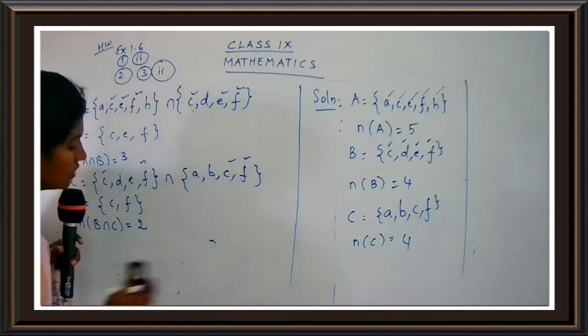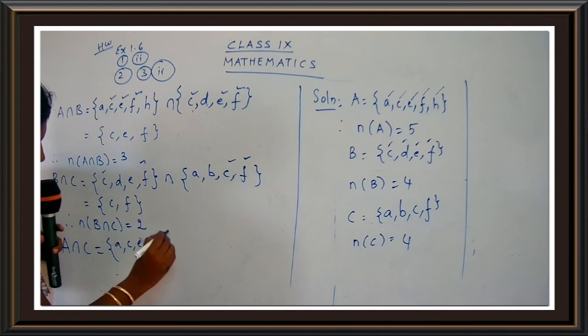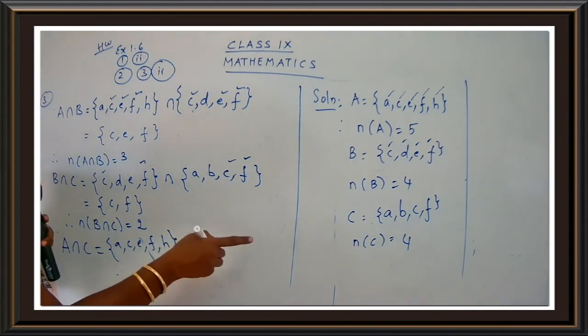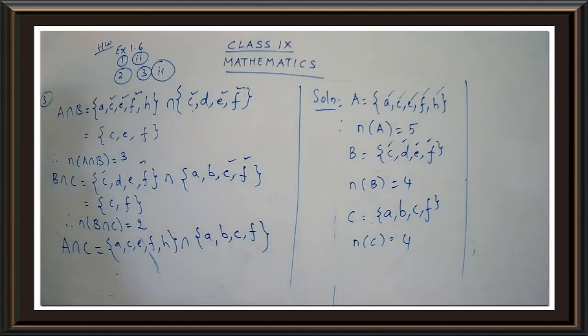Let's see how to find out A intersection C. Write on the set A. What are the set A, children? A, C, E, F, H. Okay. What is C? A, B, C, F. Okay. So we have written the members of A and we have also taken the members of C. What are the members of A? A, C, E, F, H. And what are the members of C? A, B, C, F.